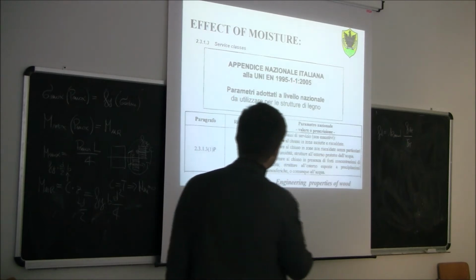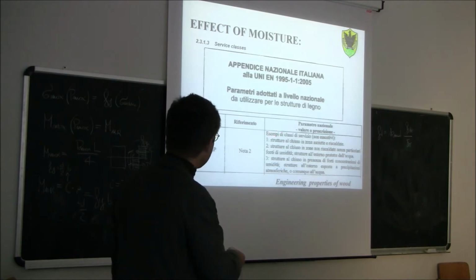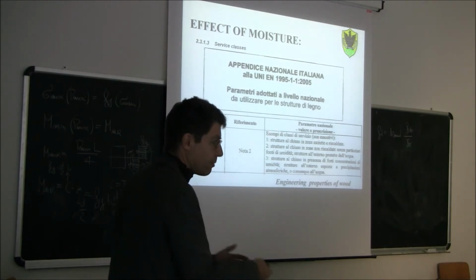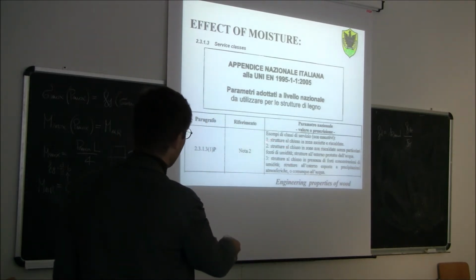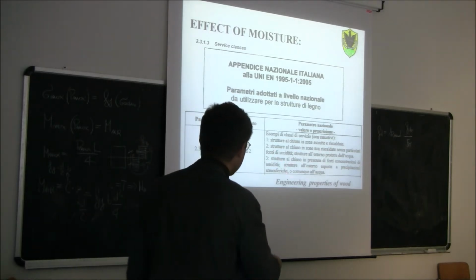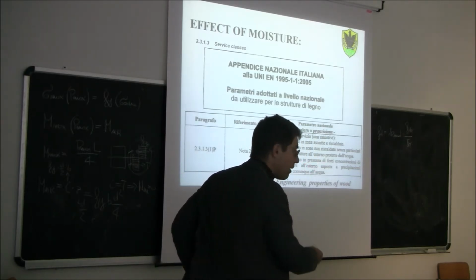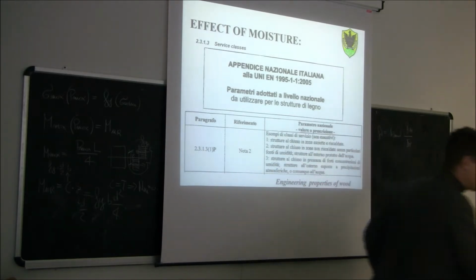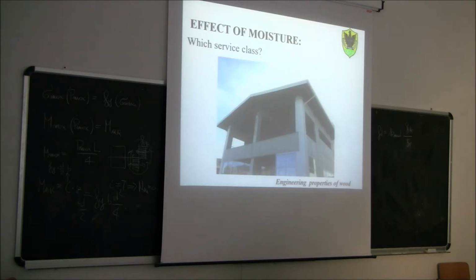So if you look at the Italian National Annex, here you have this example, very useful. You see, examples of service classes, not exhaustive, so it means that we may have some other examples. They are not all listed here, but like I said before, 1, what I said exactly before, 2 exactly this, and then they added here also indoor structures where there are high values of relative humidity. The case of the sauna or the swimming pool. Okay? Is that clear? Okay, now we see some examples.